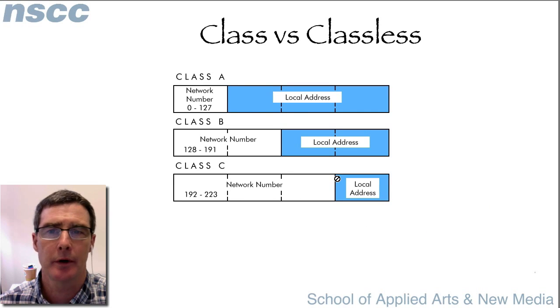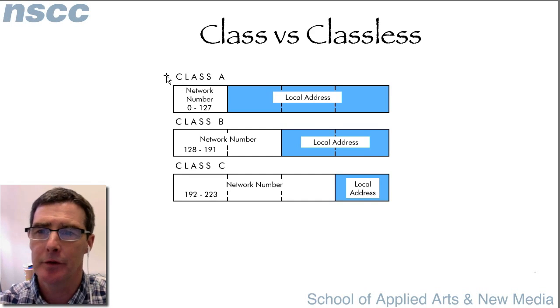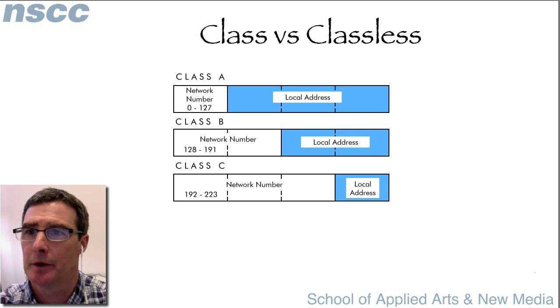Before we start, we'll start with a few definitions. You may hear the terms Class A, Class B, or Class C networks. We don't tend to use those terms as much anymore, but they have been used for a number of years.